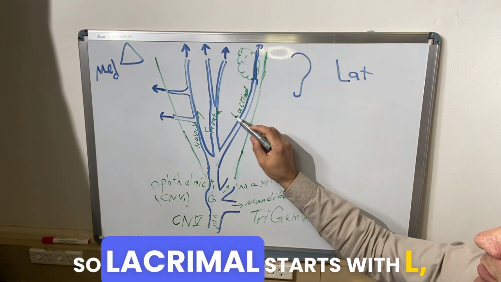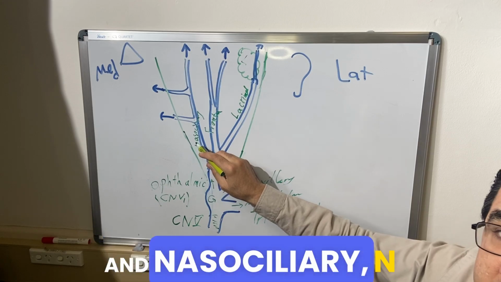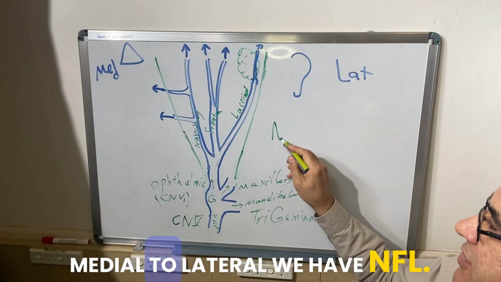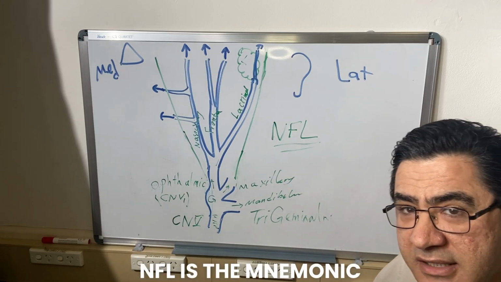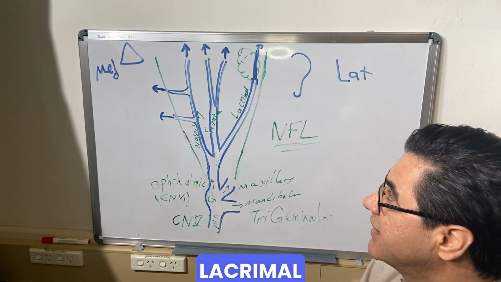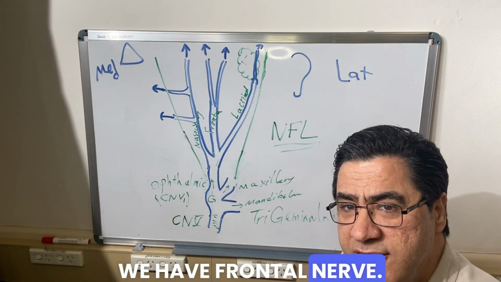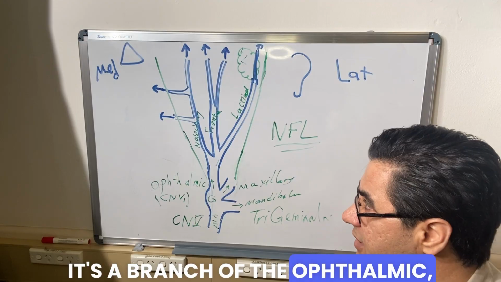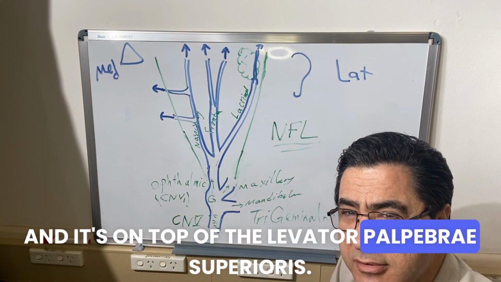So lacrimal starts with L, frontal F, and nasociliary N. So from medial to lateral we have NFL. NFL is the mnemonic. Nasociliary, frontal, lacrimal. So you can see in the middle we have the frontal nerve. It's a branch of the ophthalmic. It's the chunky one and it's on top of the levator palpebrae superioris.